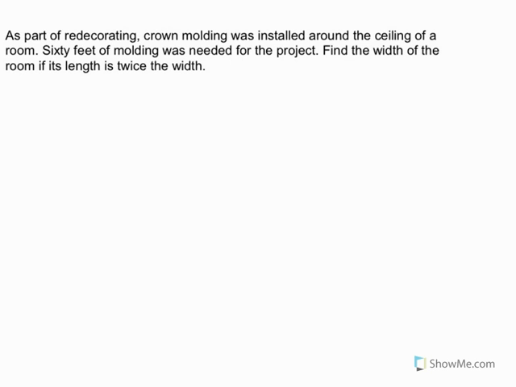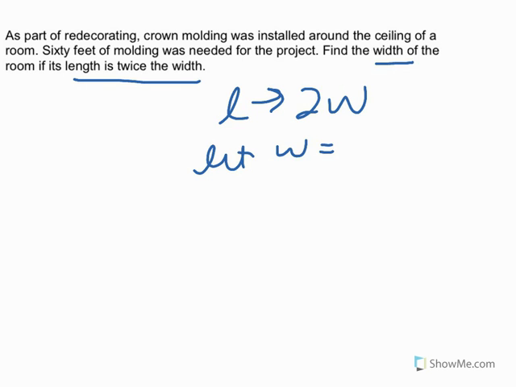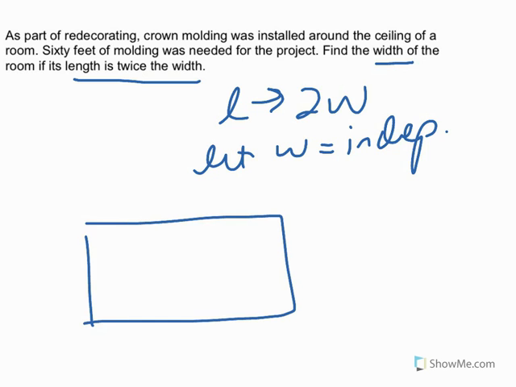Once again, you need to assign an independent variable. We want to find the width of the room if the length is twice the width. So once again, your length is given to you using W. Your length is twice your width. So your width is going to be your independent variable. It is the variable that we have no information about. When you set up your rectangle, your width, your independent variable, is by itself, and the length is going to be represented as 2 times the width.